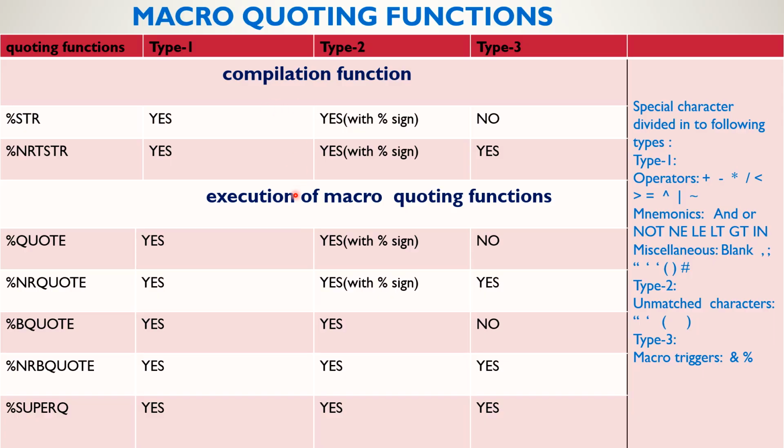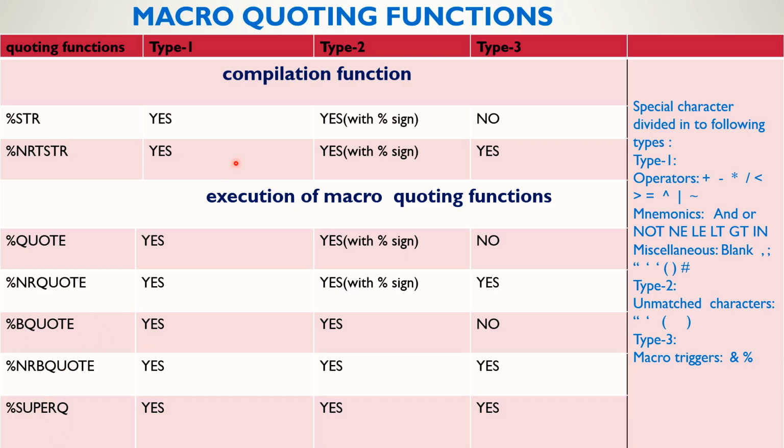Okay, so for compilation functions we can see two quoting functions. One is %str and second one is %nrstr. For execution of macro quoting function we can see five quoting functions. One is %quote, %nrquote, %bquote, %nrbquote, %superq. So overall, regularly we will use %str and %nrstr, and from execution of macro quoting function we can use only %bquote, %nrbquote and %superq.